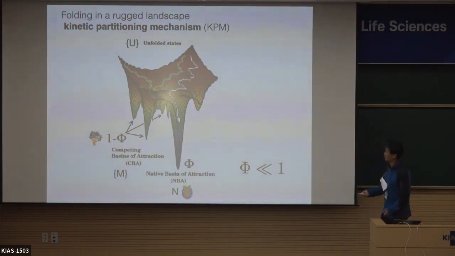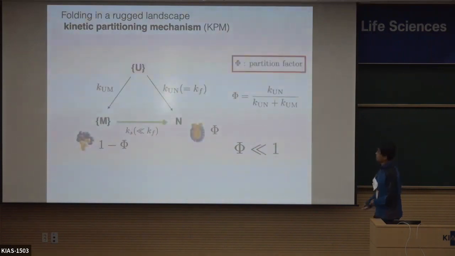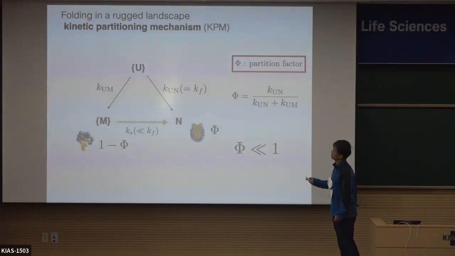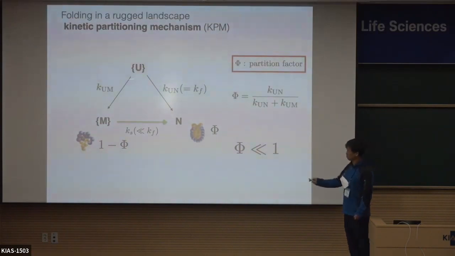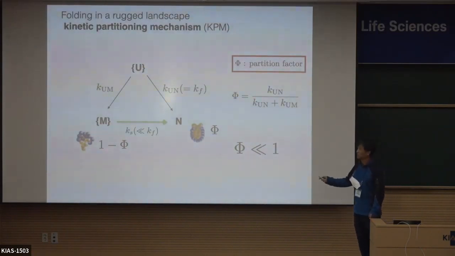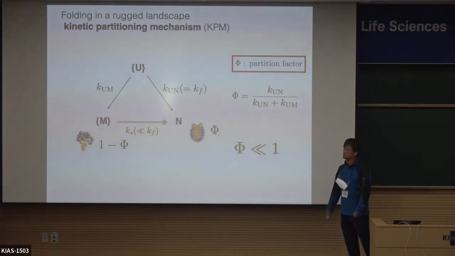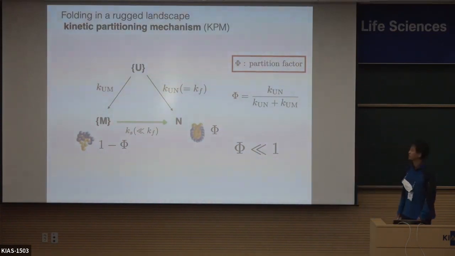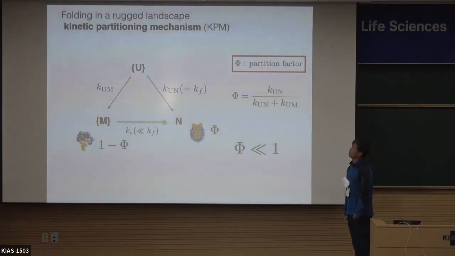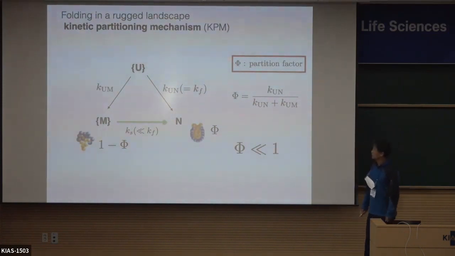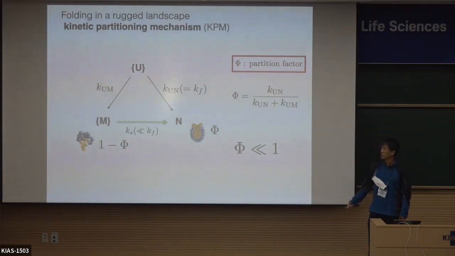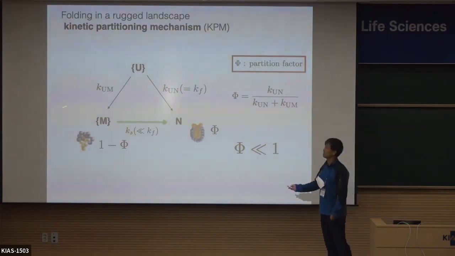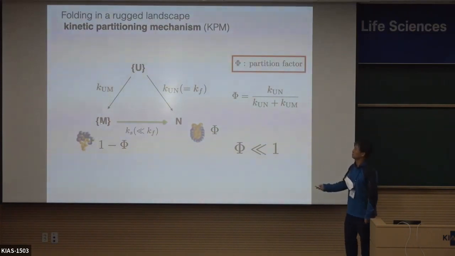In this kind of scenario, the folding kinetics can be described by this kinetic scheme. And Φ, which is called the partition factor, is defined by the two kinetic rates, the rates to the native and misfolded states. The process going directly from the misfolded state to the native state is very slow because of a large free energy barrier, so it doesn't occur on a biologically relevant time scale. Essentially, folding can occur in this direct pathway, but this fraction is very small. Most of them are trapped in the misfolded state for such a long time that you don't see the transition from here to here.